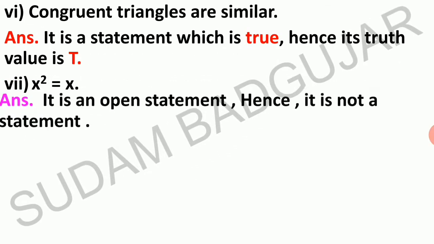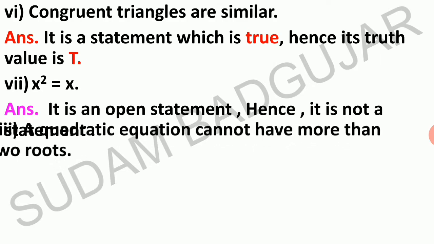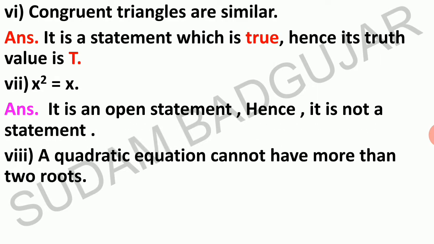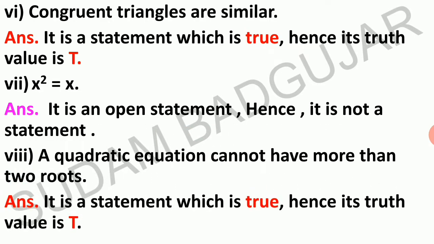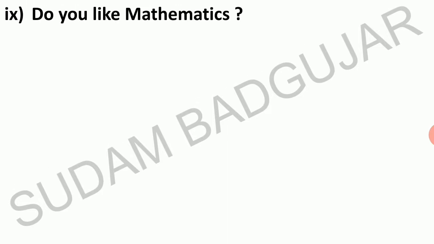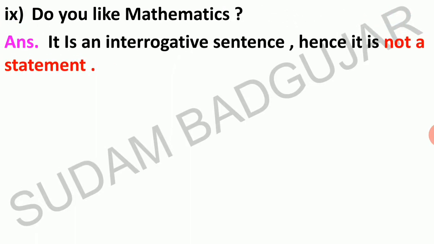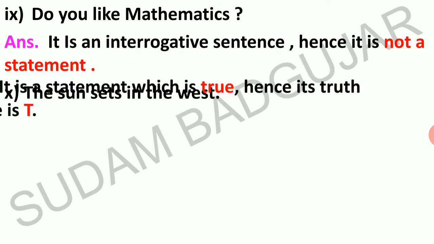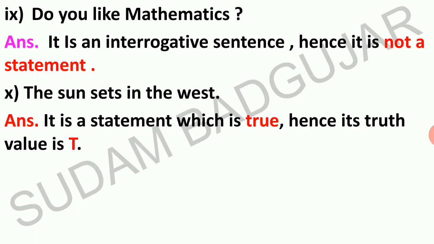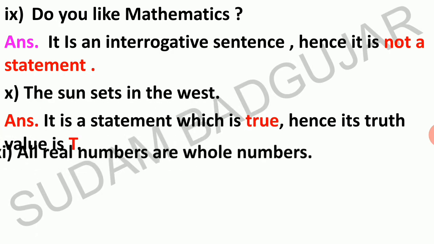Now question number 8. A quadratic equation cannot have more than 2 roots. Yes, it is a statement and which is true. Hence its truth value is T. Next one is question number 9. Do you like mathematics? Is not a statement. Okay, is not a statement. Now 10th, the sun sets in the west. Correct. It is a statement and its truth value is true.